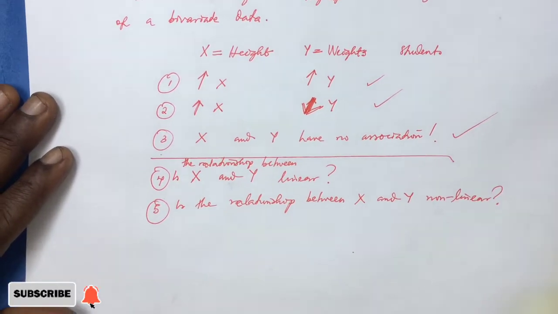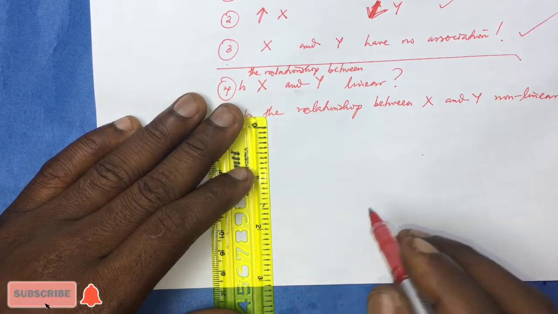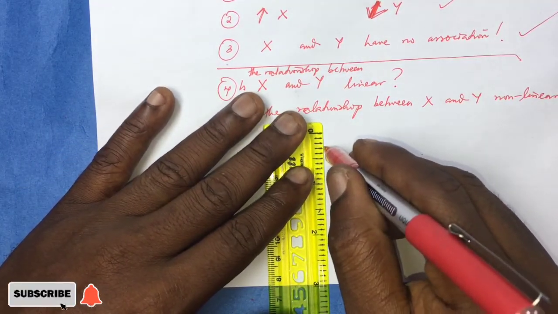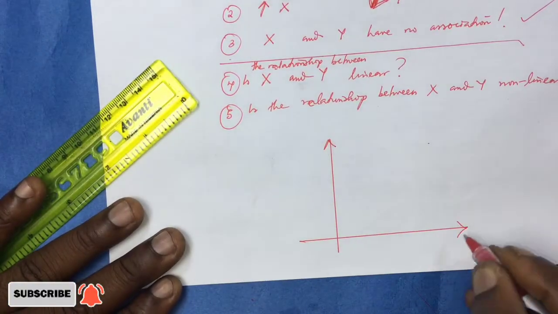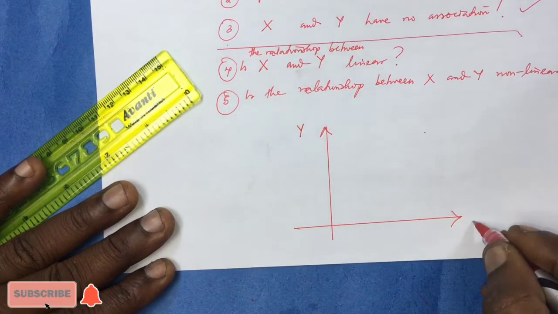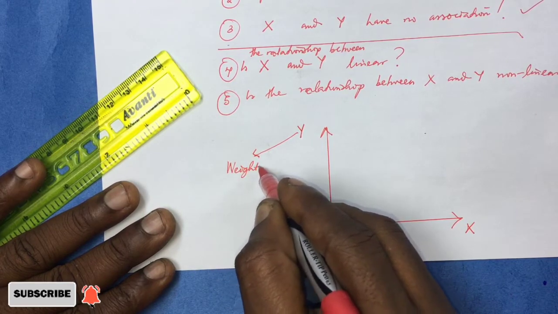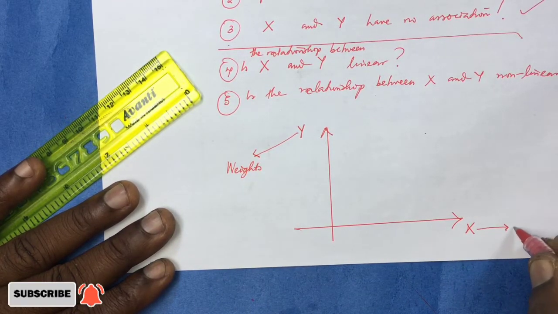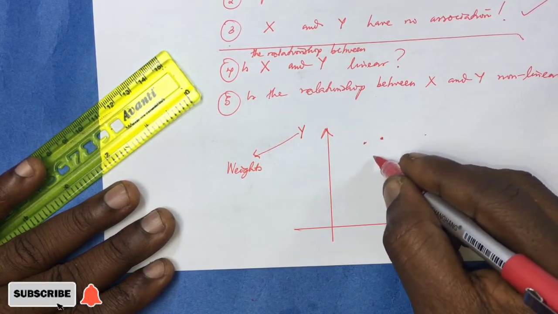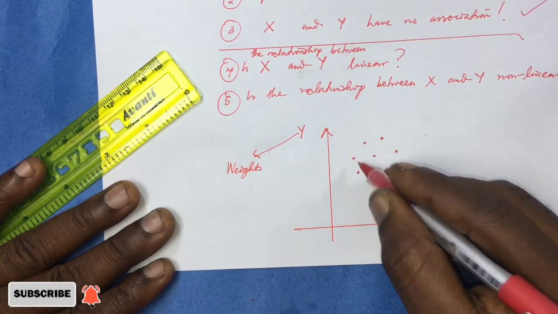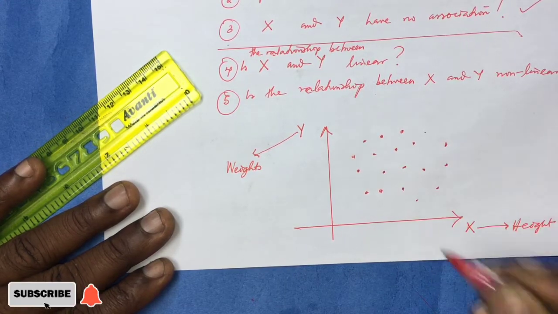So, how does a scatter diagram look? A scatter diagram is simply a plot between the two variables. If we are considering two variables x and y, what we call a scatter diagram looks like this. It's a plot between the two variables x and y. In this case, my y could be the weights and my x could be the heights. A plot of the scatter diagram will give us several points within this space.